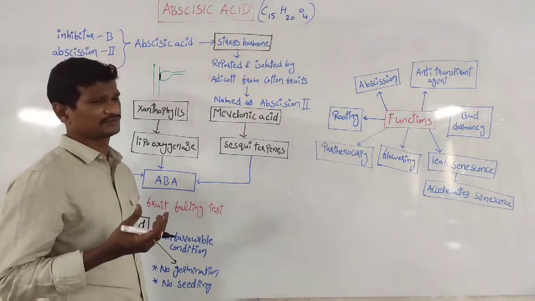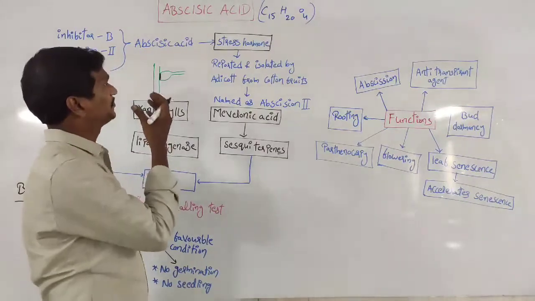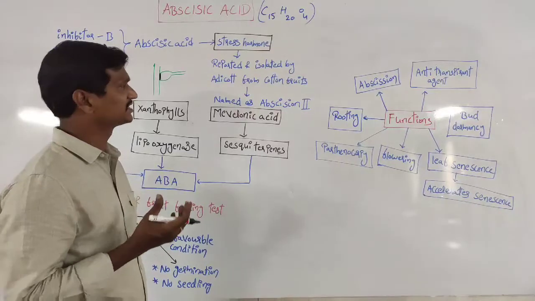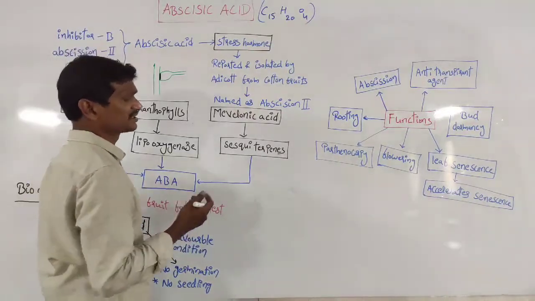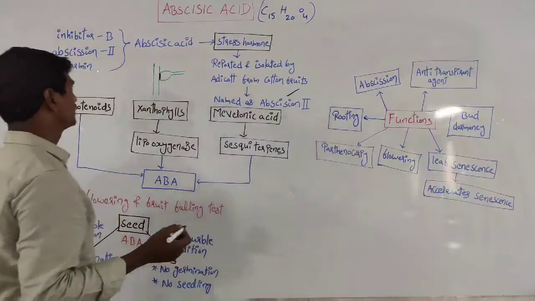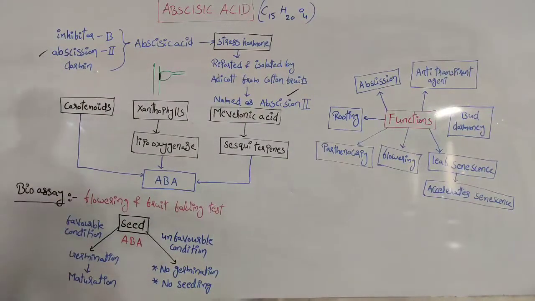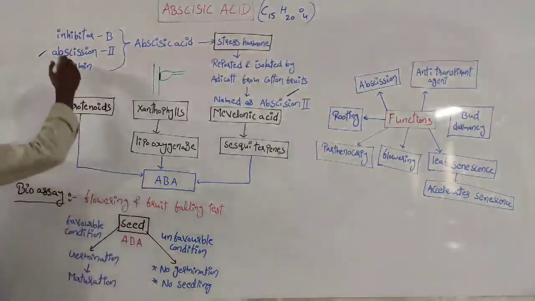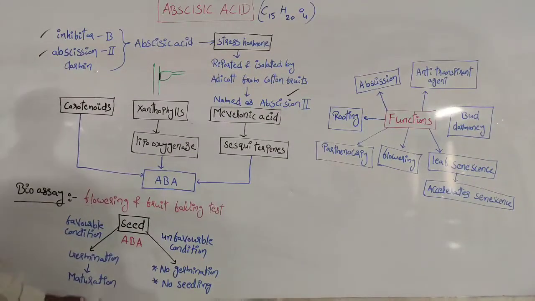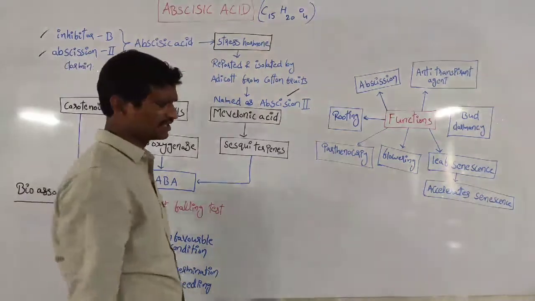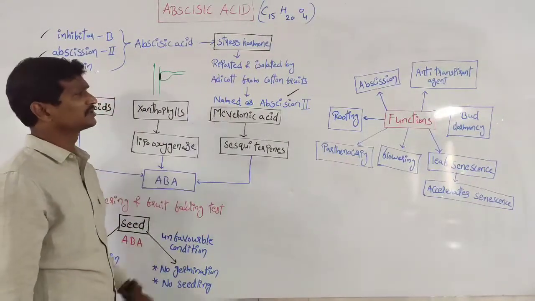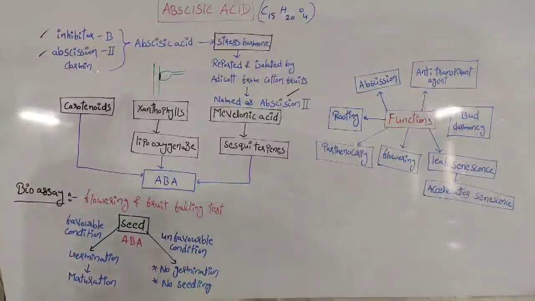And he noticed the abscission layer formation, and the functions of the abscisic acid were identified and named as abscission II. So here abscission II is also a very first name, right? See, in all these names the very first name is inhibitor B, next one is abscission II, next one is dormin, and after these three the next name is abscisic acid, right? That is about the history regarding abscisic acid.